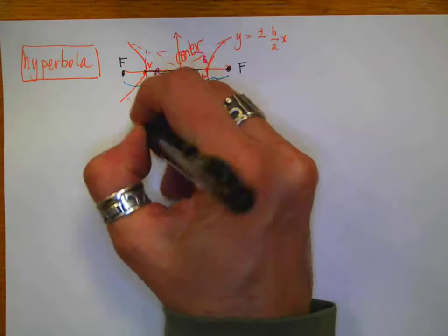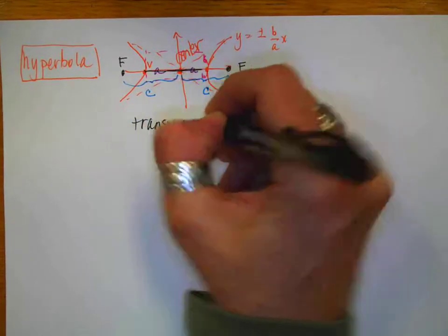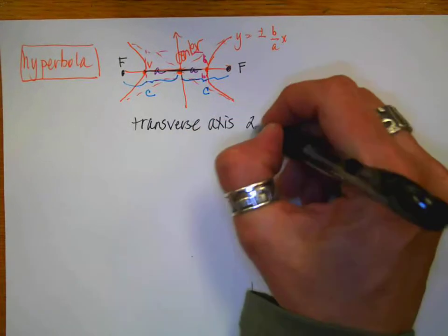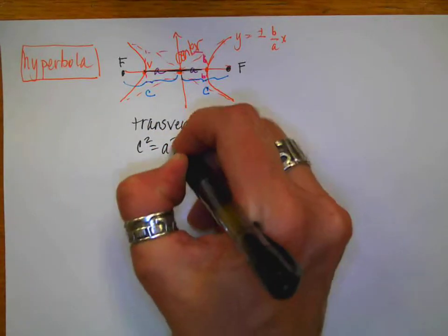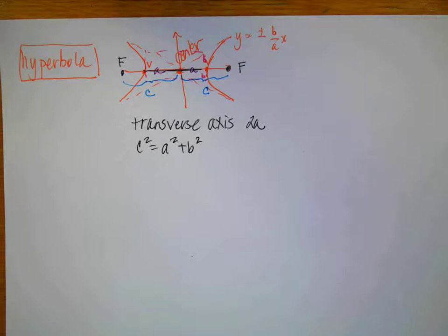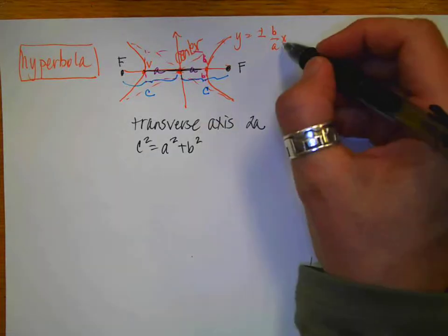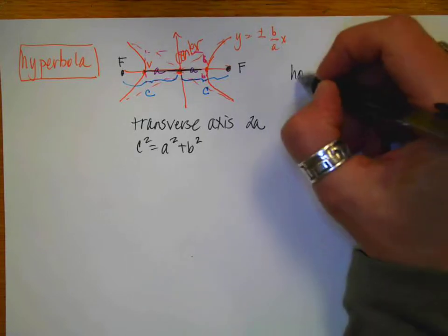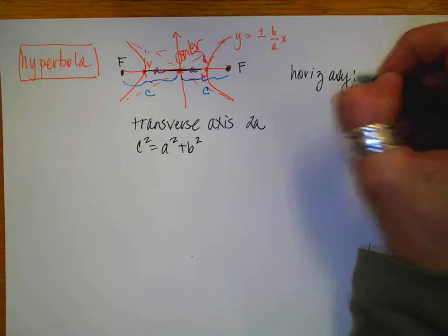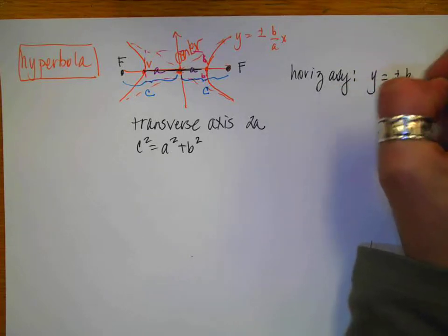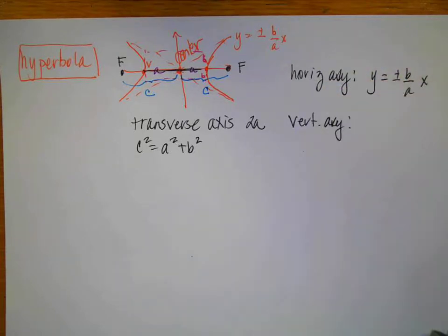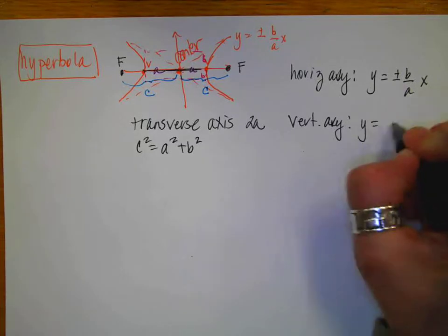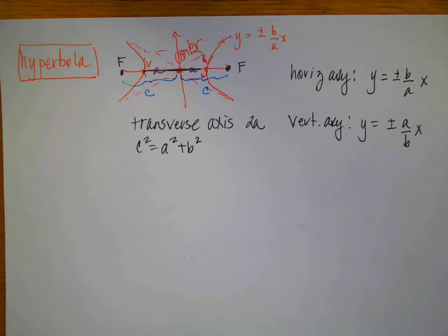This axis, I'm going to put him in black, is called the transverse axis. All kinds of vocabulary words. And the length of that is 2a. I have a handy-dandy little formula for hyperbolas that says c squared is equal to a squared plus b squared. I have two different formulas for the asymptotes. If the transverse axis is horizontal, then my equation is y is equal to plus or minus b over a x. And if I have a vertical transverse axis, then I have y is equal to plus or minus a over b x.